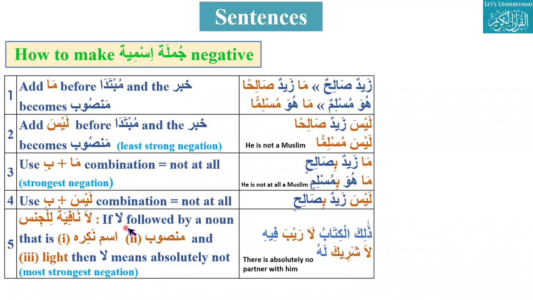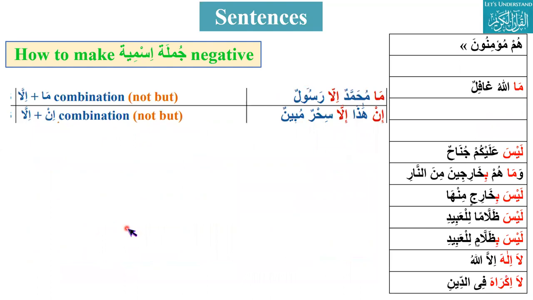Two things which are there in the student copy but we missed in the slides are two more combinations: ma plus illa and in plus illa. Sometimes hal plus illa also comes, but ma plus illa and in plus illa are very important combinations. When it comes like this, ma plus illa, it means not, but not except. In plus illa, not, but not except.